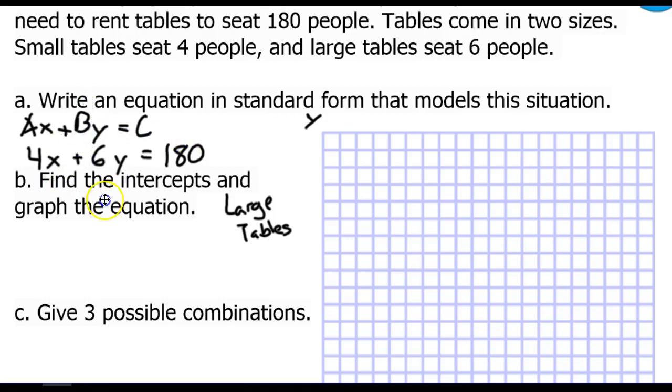So now it says find the intercepts and graph the equation. Well, if we're going to find our x-intercept, that's when y equals 0. So I'm going to put 0 in for y, so we have 4x plus 6 times 0 equals 180. 6 times 0 is 0, so we don't need that anymore. I'm going to divide by 4. And x is going to equal 45.